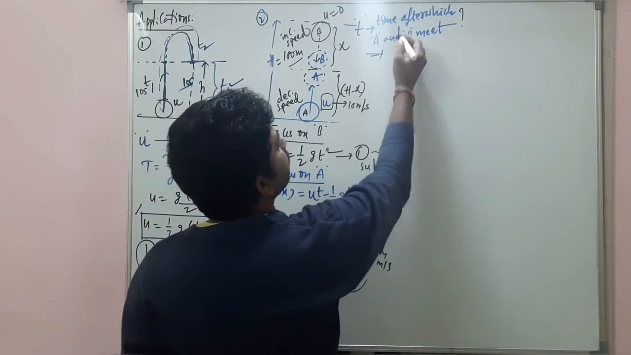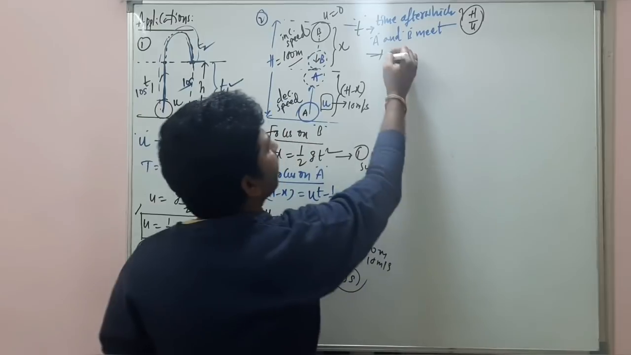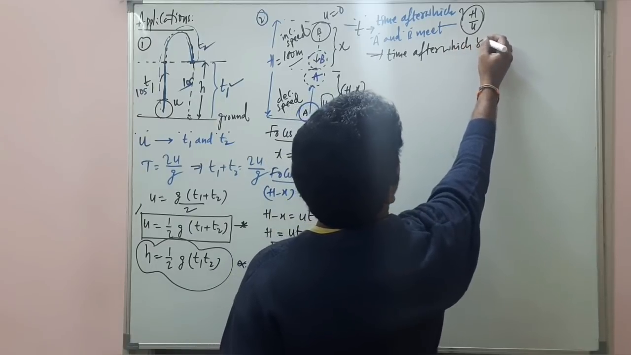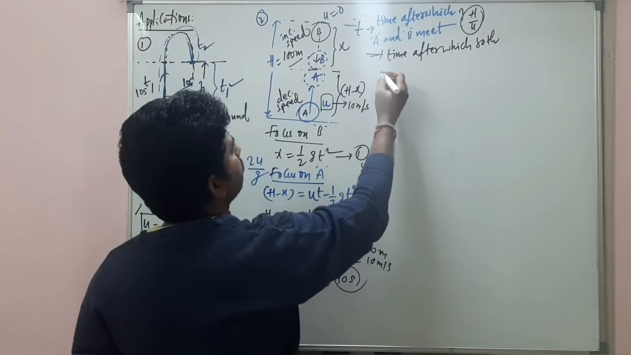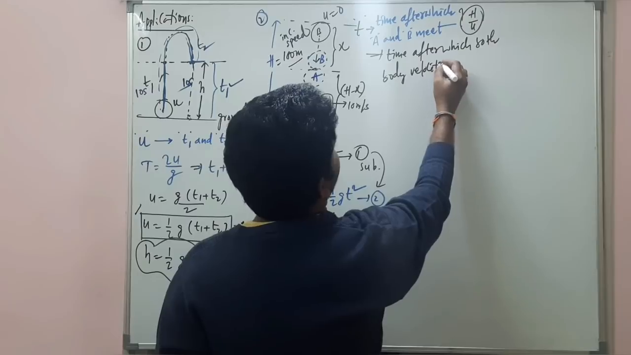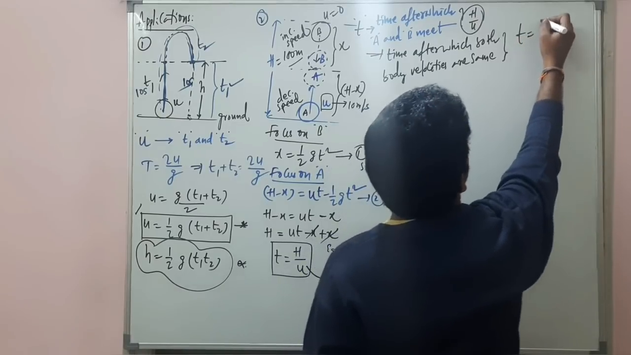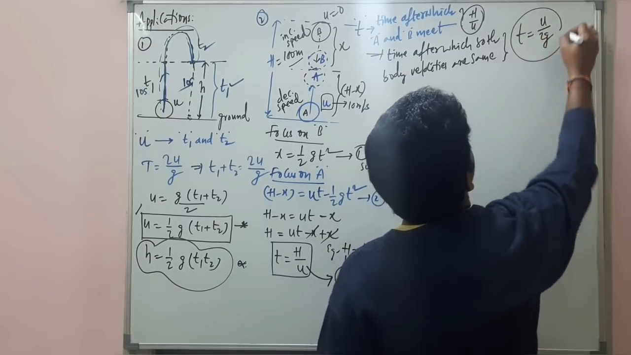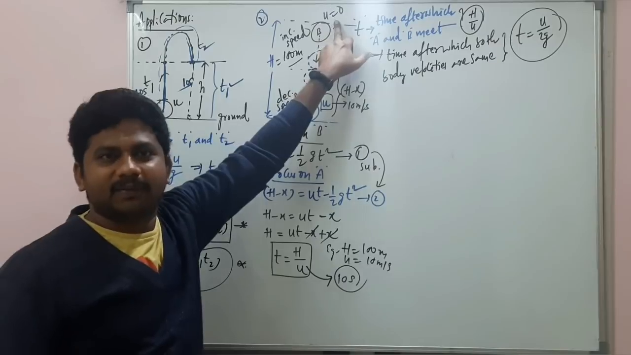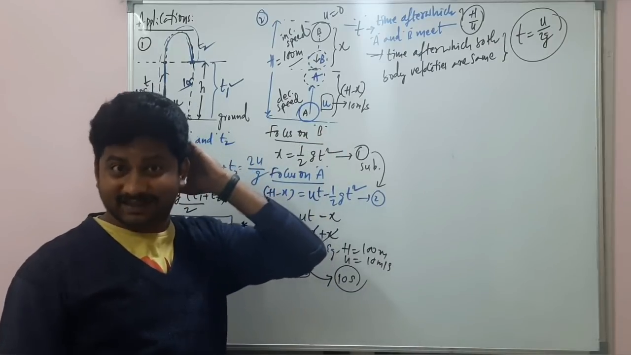So I'm writing here. The time after which A and B meet will be h by u. So that's a formula here. My another formula is the time after which both bodies' velocities are the same, right? You know what this time is? You can write it as u by 2g. Just the u value. u is what? You should not substitute u is 0 here. u means the velocity with which the first body is thrown from the ground. Simultaneously they have been thrown. Okay.